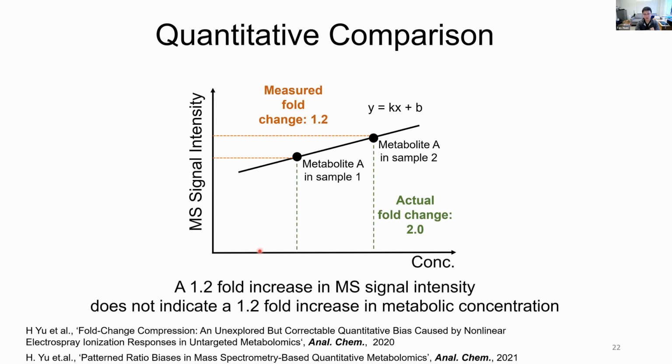And that becomes a huge problem because when we do quantitative comparison, we usually have a fold change cutoff, 1.2, 1.5, or 2.0. So it's very likely that the metabolite is significantly different in the 2 groups of samples. But just because you use mass spec signal to calculate the fold change, it can become non-significant. So why would this happen?